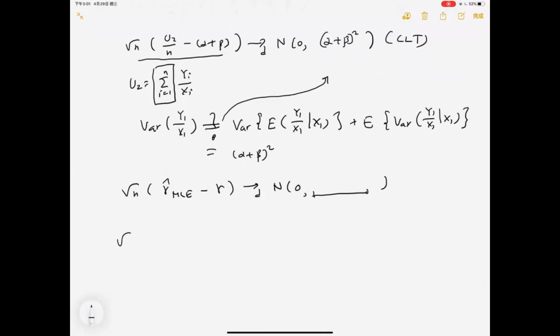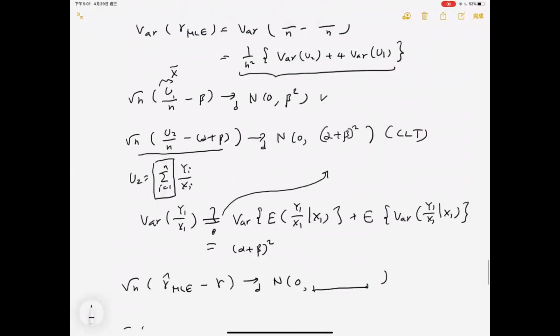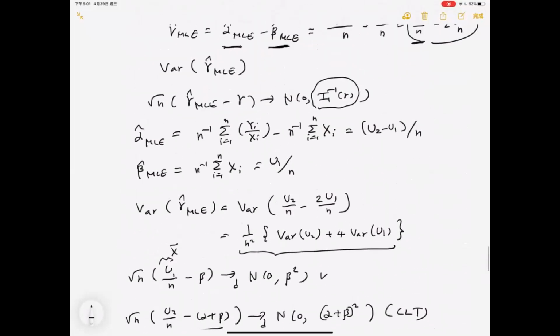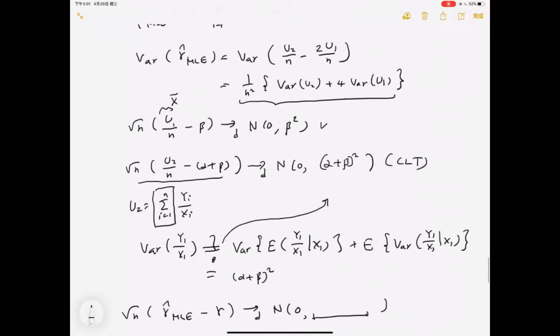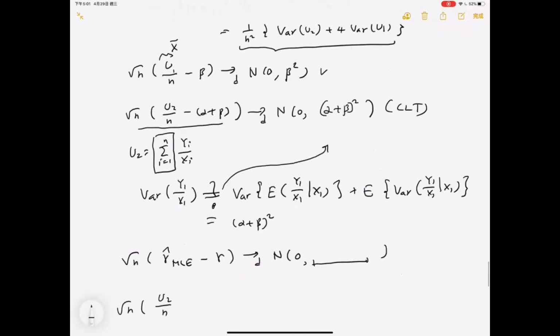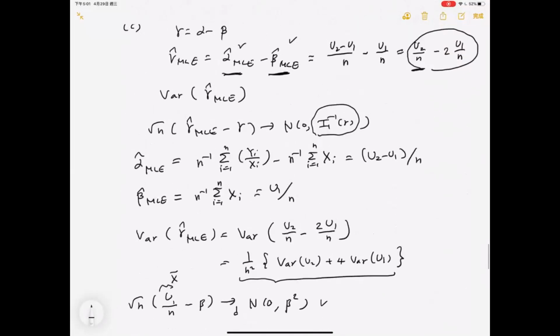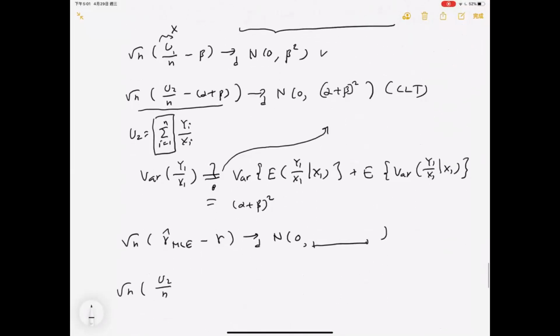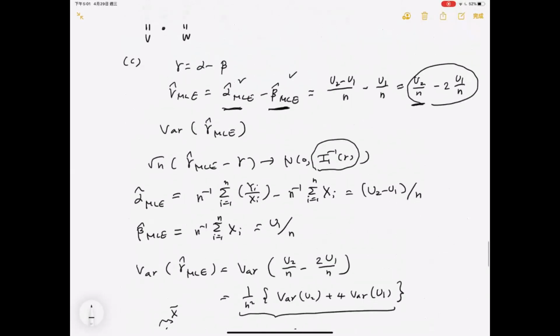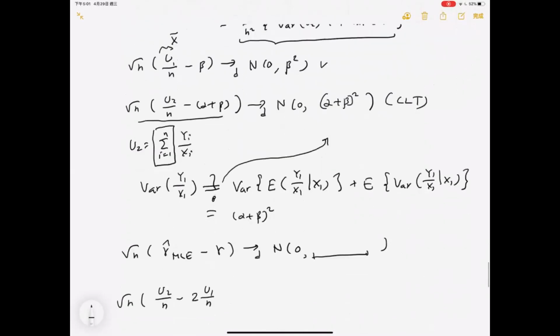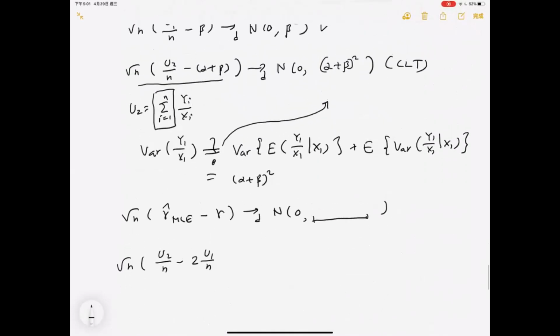And then you also know that your gamma hat is U2 divided by n, then minus 2 U1 divided by n. Okay. So that means right here, you have gamma hat minus gamma, okay, goes to D, then normal, then 0, something right here. Again, you do your best to derive the variance, okay?